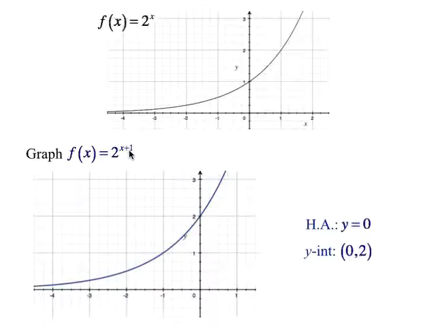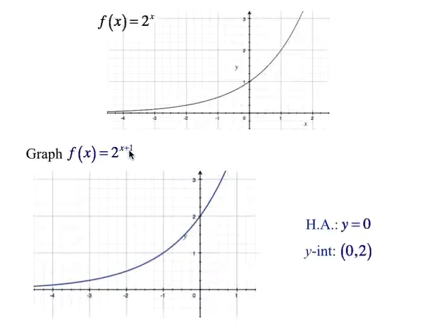It may not work for you, so maybe pause this video right now, see if you can rationalize it in a way that makes sense to you so that you don't have to memorize this rule. At any rate, how does this affect the two basic characteristics of our graph, the asymptote and the y-intercept?